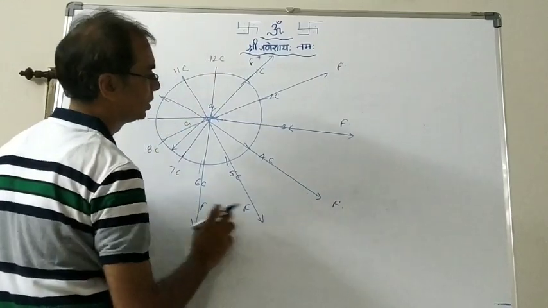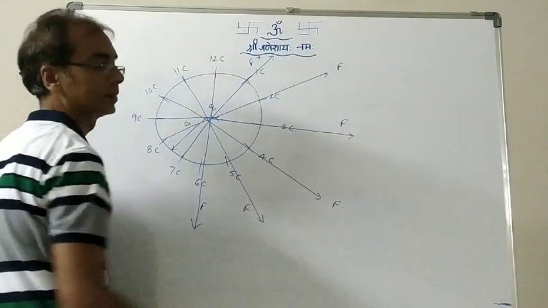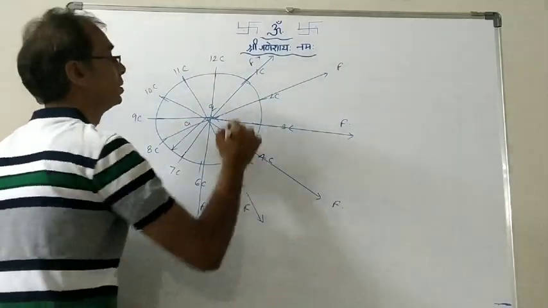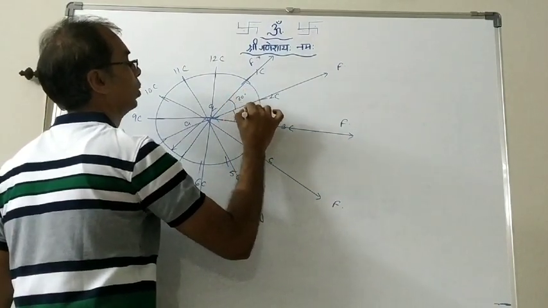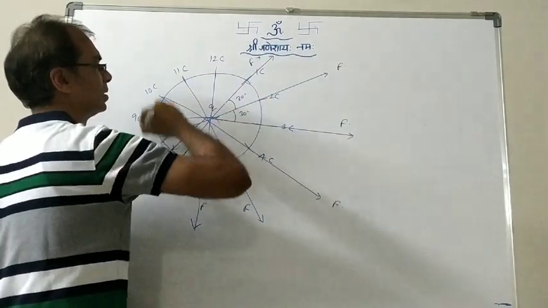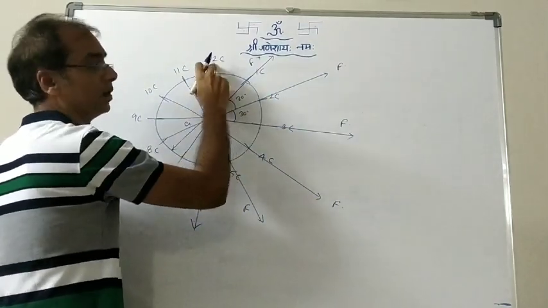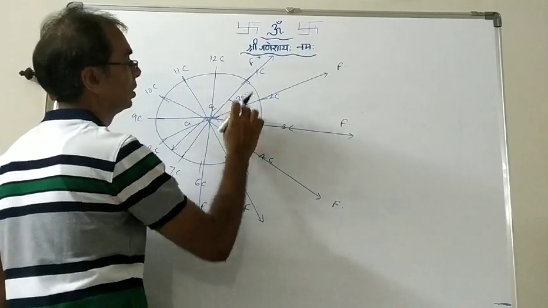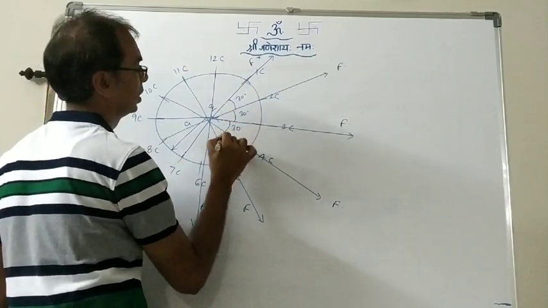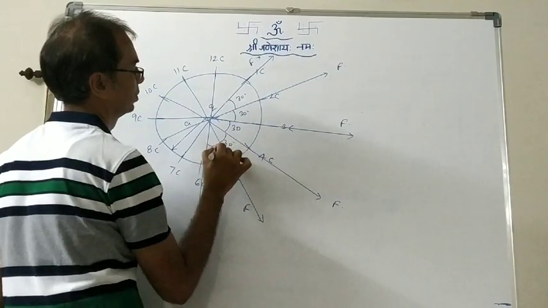Okay, so how many are there? 1, 2, 3, 4, 5, 6. What is the angle between each? Each angle is 30 degrees. Why? Because 360 is this, and how many parts have we made? 12. Each part is of what angle? 30 degrees. So 30, 30, 30 here also, 30 here also, and here also.